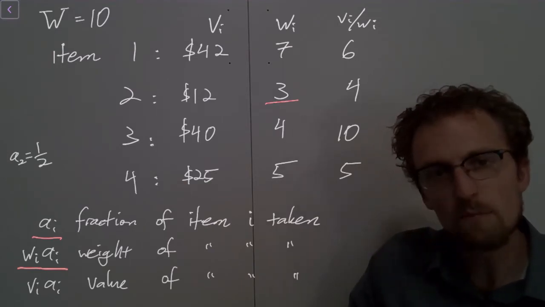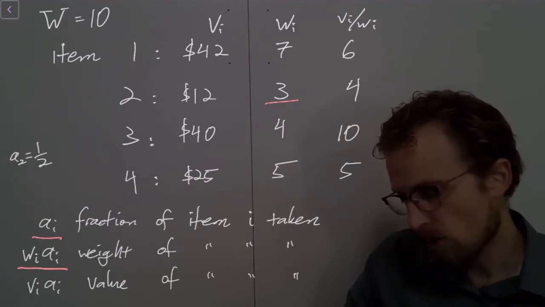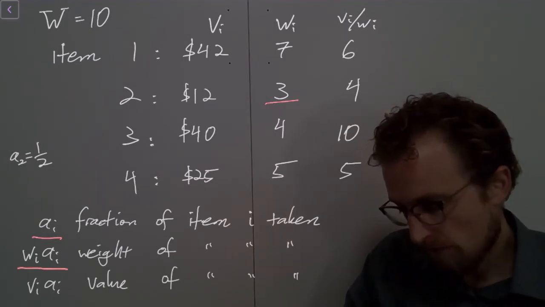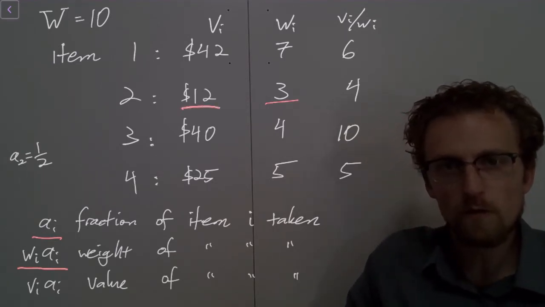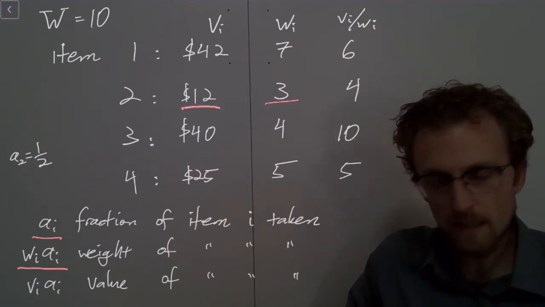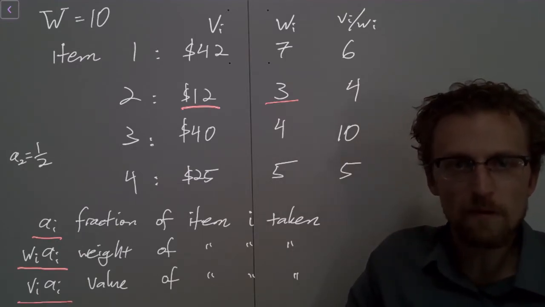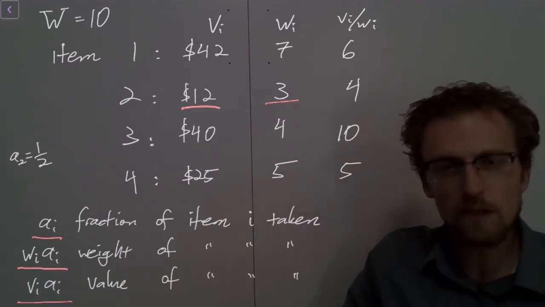And then the same logic goes for the value. If we think again about item 2, we know that if he takes all of it, the value is 12. The total value of item 2 is 12. So if he takes half of item 2, then the value he gets is 6, which is just the value of that item times the amount that he took. You could also think about A as an amount instead of a fraction.